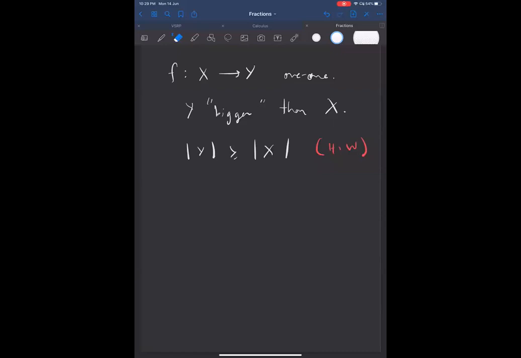Anyway, this is another thing. If f is a 1-1 function from X to Y, and X and Y are finite sets.